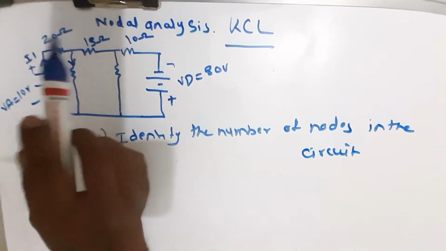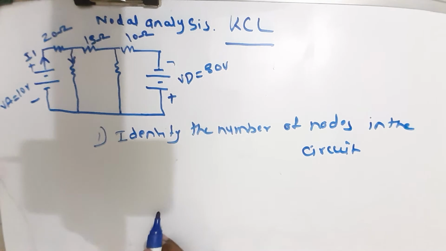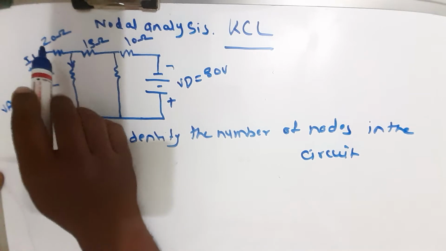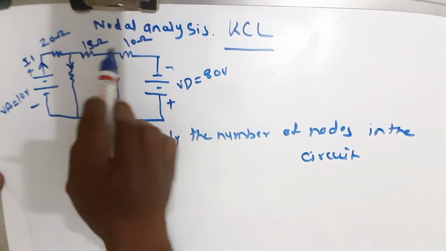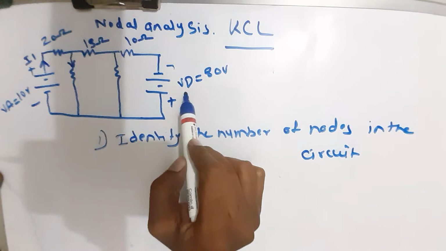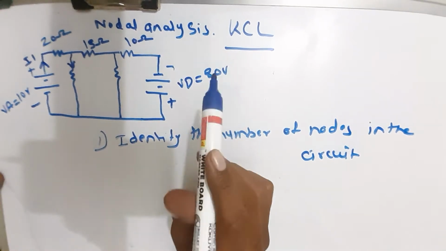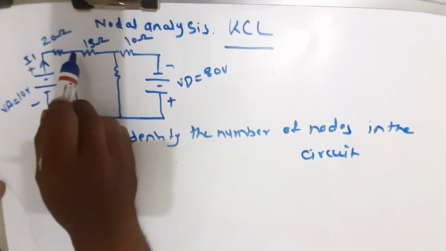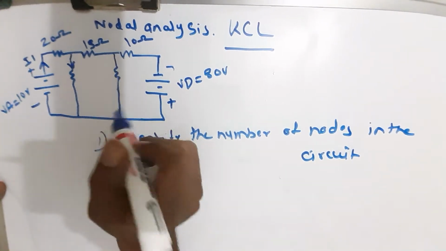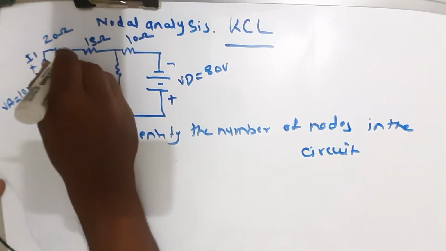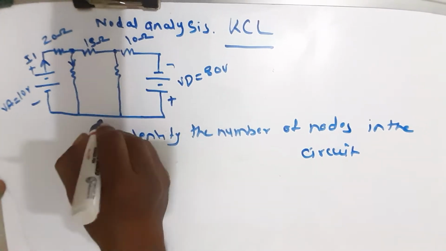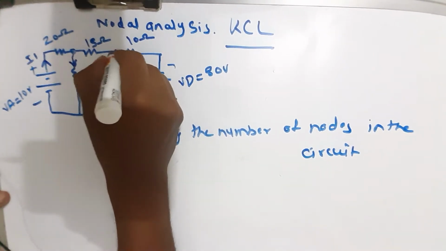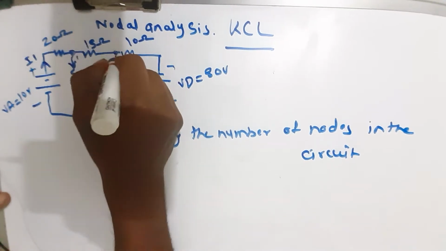So here in the particular circuit diagram we just identify the number of nodes. Here we have the voltage source, that is 10 volts, 20 ohm resistance, 15 ohm resistance, 10 ohm resistance. Here Vd is equal to 80 volts. Just check how many branches there are. This is one branch, second, third, fourth, fifth. Whenever these branches meet together at one point, that forms a node. So here it will form a first node, and here a second node.